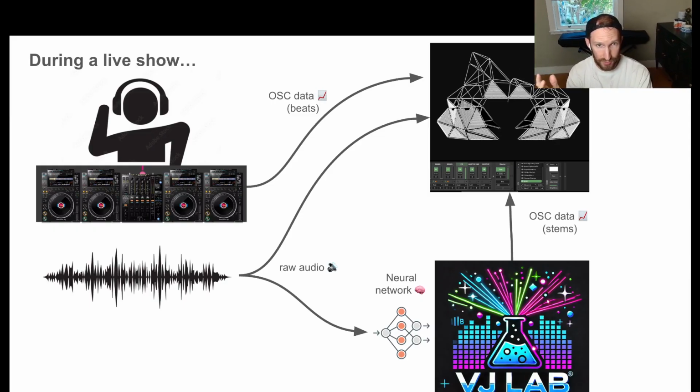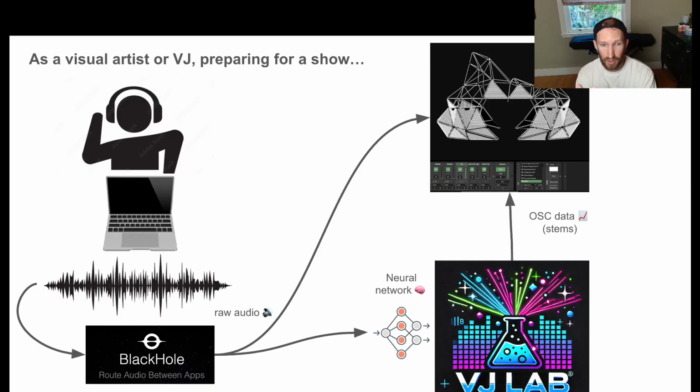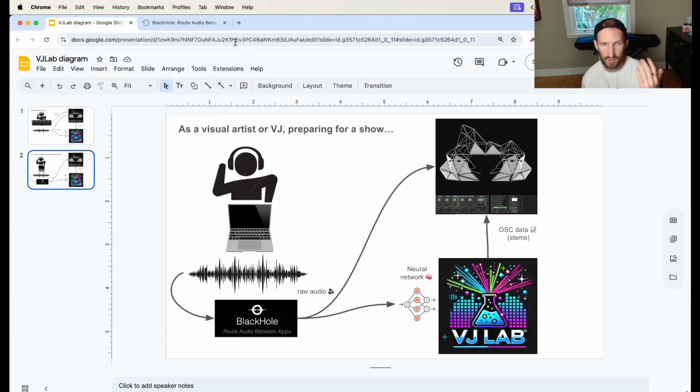So what does that have to do with us as visual artists? Well, as we're preparing for a show, we want to be able to see what's actually going to happen in our simulation environment using the same kinds of audio and the same kinds of tracks that we would in a live show. So all this takes is we download a little thing called Black Hole. We pipe the audio through that, and that allows us to see it on our desktop and into our program, VJLab, and into our simulation environment. So, cool. How do we do that?